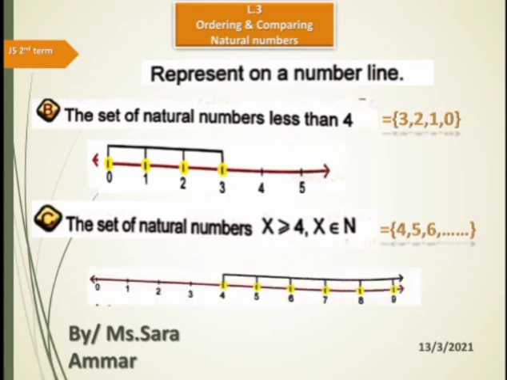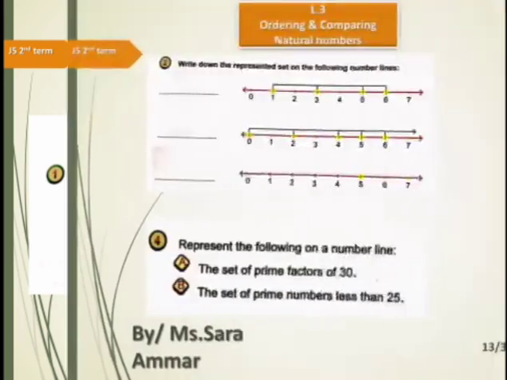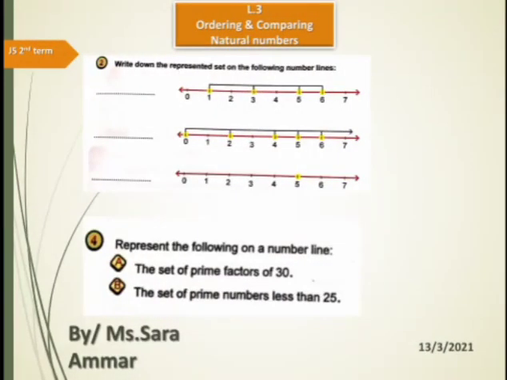And this is how you represent it on the number line. Again, you start with the 4, but you don't stop at 9 or any other number. You keep going, so you draw an arrow here to show that it's an infinite set. You can practice by solving schoolbook page 9, question number 1, and question 2, also question number 4.